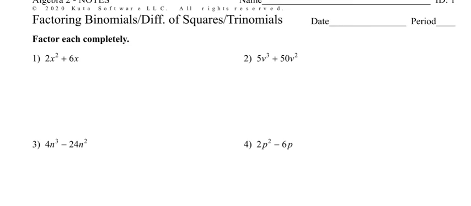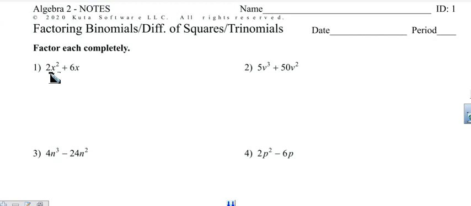In today's lesson, we're going to review how to factor binomials, factor difference of two squares, and factor some basic trinomials. These first four problems that we're going to look at are all binomials where the terms have something in common. You're going to use the process of GCF, greatest common factor, and you're going to ask yourself, what is the largest number and/or variable that can divide into both of these terms?